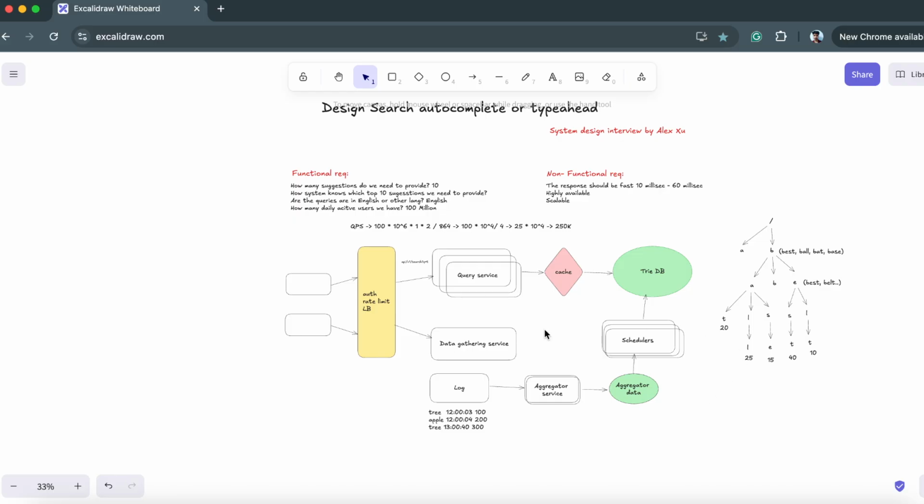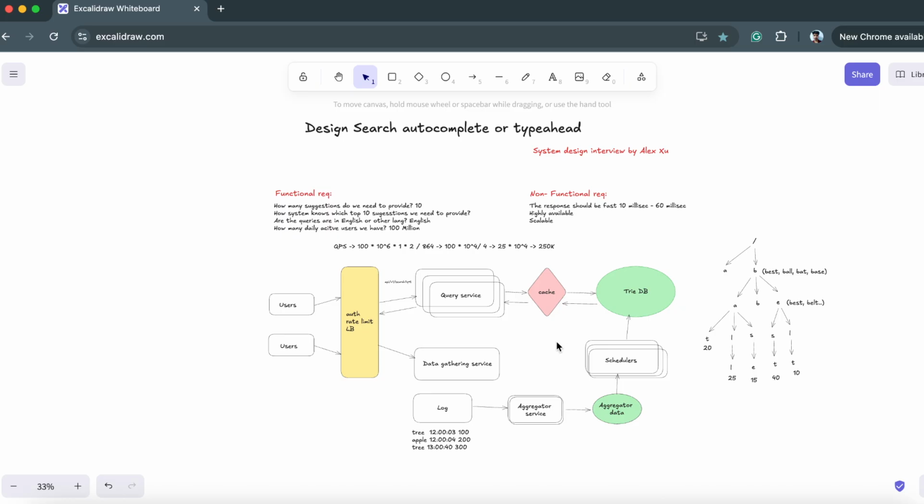Now, a few slight optimizations with the query services. The first thing is whenever a user makes any request, we don't want to refresh the entire web page. For that, we can use an Ajax request, which does not refresh the entire page, and that is much more beneficial for us.